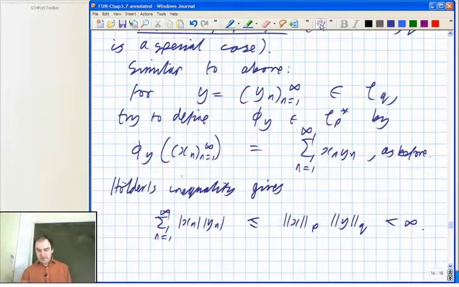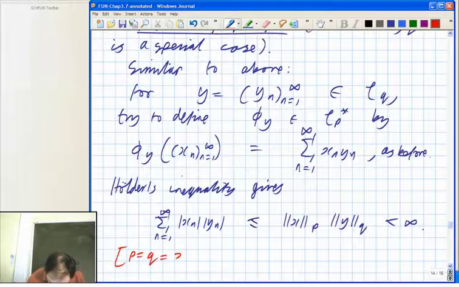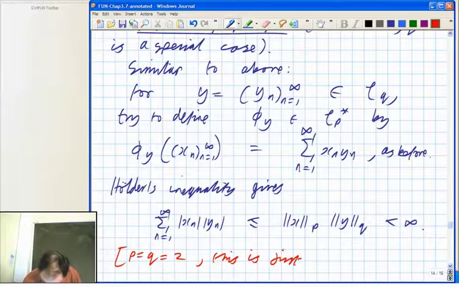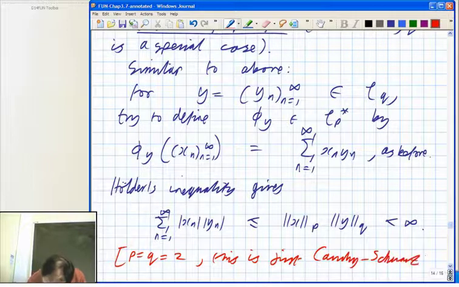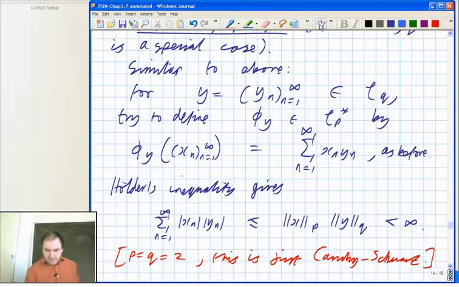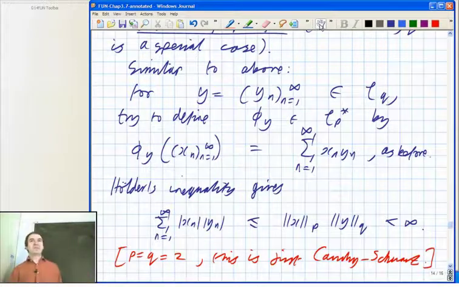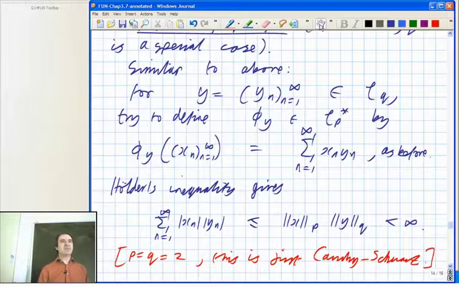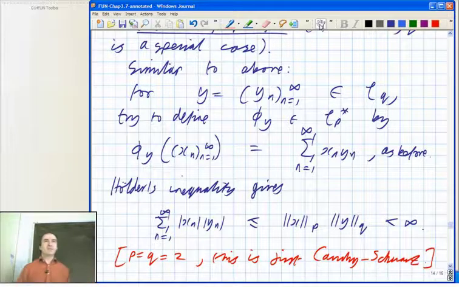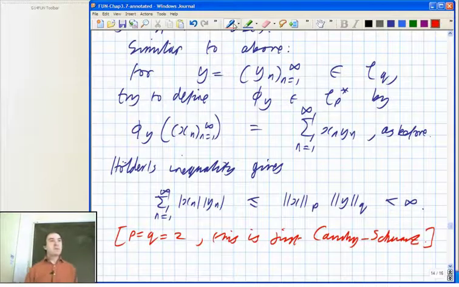Notice that when p equals q equals 2, this is just Cauchy-Schwarz. So you can think of Hölder's inequality as being a generalization of Cauchy-Schwarz, which works with conjugate indices. And of course, it's more general than this. It works in measure spaces as well. So it's quite general, Hölder's inequality. But this is one version of it.